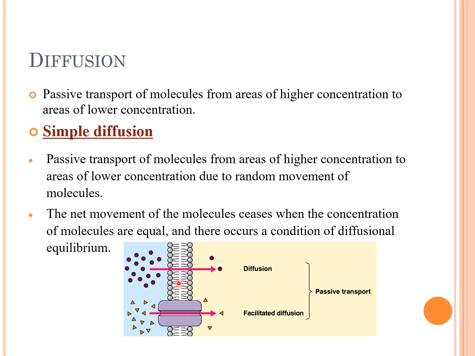This simple diffusion is mainly due to the random movement of the molecules. Here we can see there are more molecules. Because of the random movement, they collide with each other and the molecules are transported from the higher concentration to the lower concentration. This diffusion will occur until equilibrium is reached on both sides, and this equilibrium is known as diffusional equilibrium.